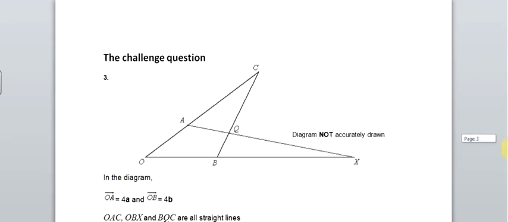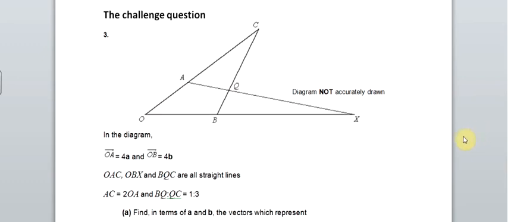Now for the challenge question. And believe me, this is a fair old challenge. So, off we go.